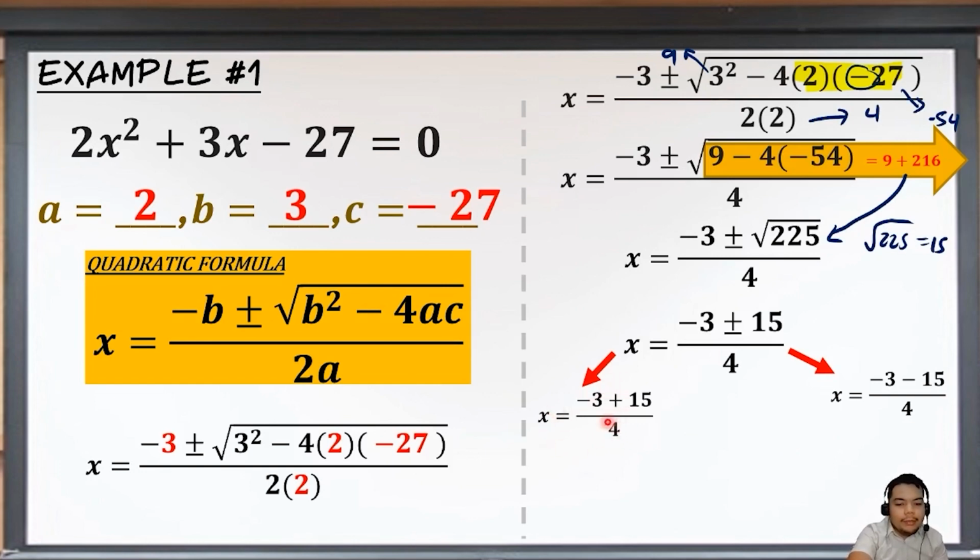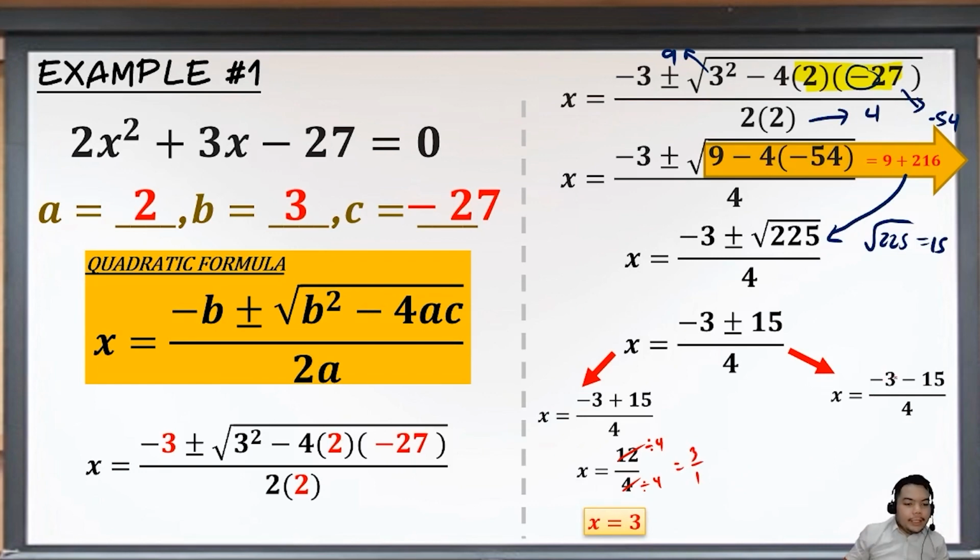So, if you try to simplify, negative 3 plus 15, that will be, may utang kang 3, nagbayad ka ng 15 pesos, may sukli ka pang 12 pesos. So, we have 12 over 4. I think we can divide 12 over 4. Yan. So, we can get the lowest term by dividing both of them by 4. So, the answer will now be equal to 3. Kasi magiging ano yan, 3 over 1 or will be equal to 3.